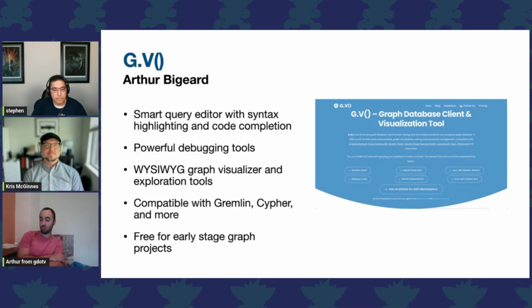And similar to Graph Explorer, we support multiple languages. Right now, we're still very much in the labeled property graph space. So Gremlin, Cypher, we're just about to release SQL 2023. We've got some other ones as well, such as Spanner Graph. But we will eventually have SPARQL support as well. A little bit of work to do on that. But yeah, that's G.V in a nutshell.